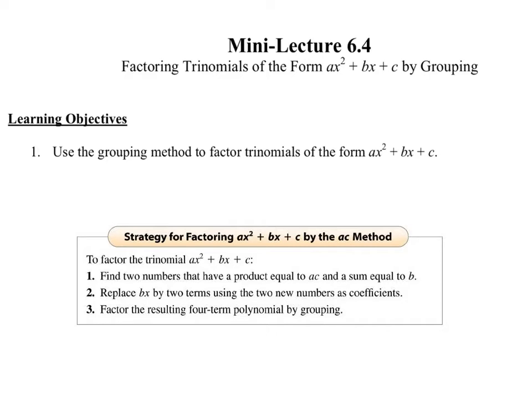Then you replace bx by two terms using the new numbers as coefficients. I call that splitting up the middle term. And then finally, we factor the resulting four-term polynomial by grouping.